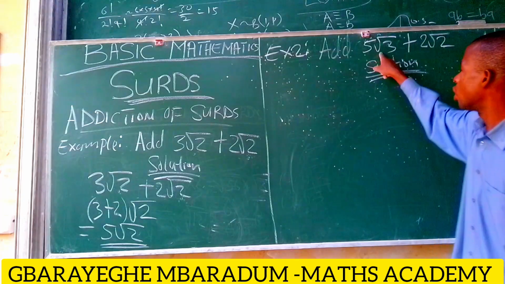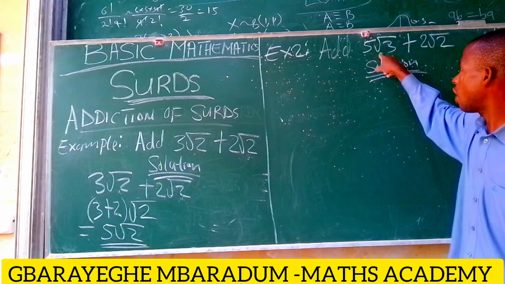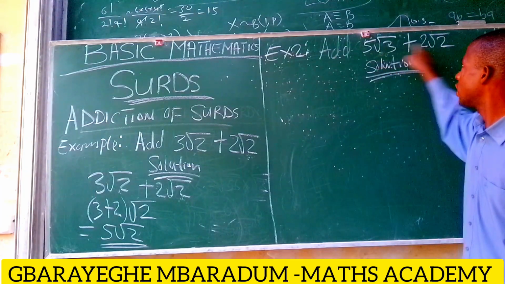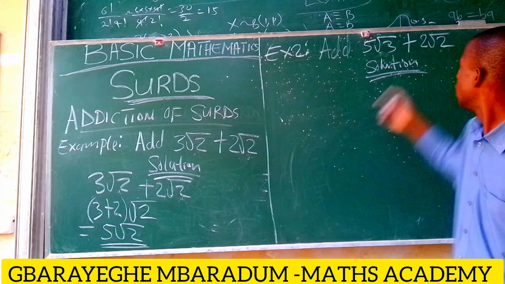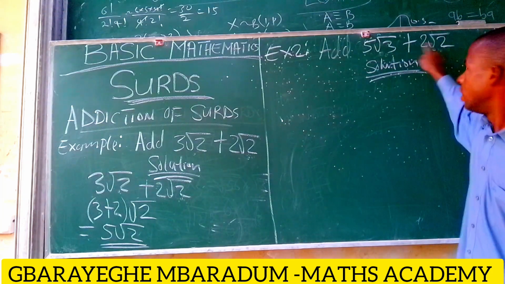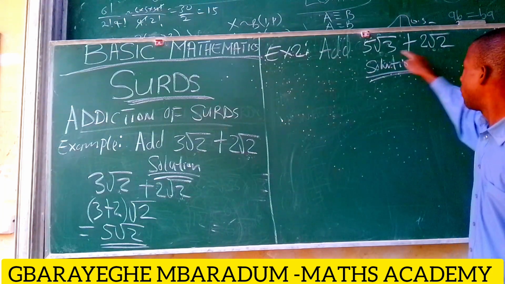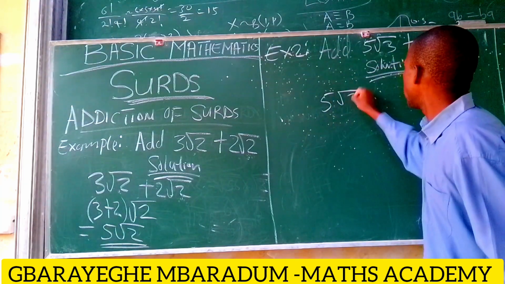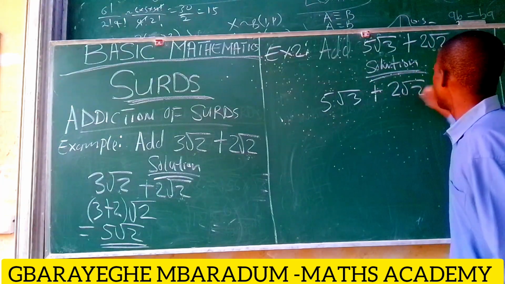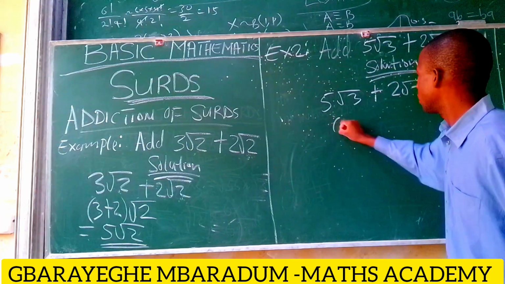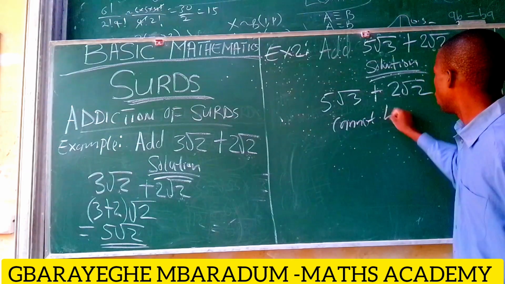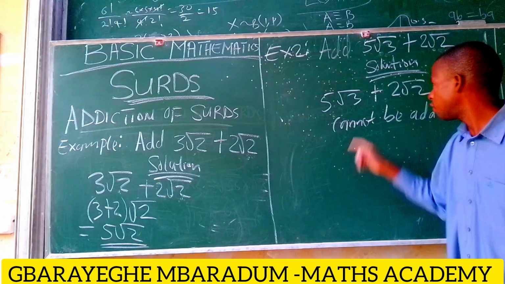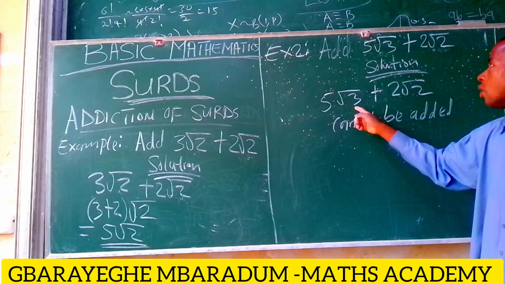If you look at this question, this is 5 root 3, right? This particular first surd is in root 3. You have the second one, 2 root 2, right? So this kind of surd, they did not have like terms. Their base is not in the same terms. So because of that, this surd 5 root 3 plus 2 root 2 cannot be added. This surd cannot be added because it does not have the same base. That's why we cannot add this surd.